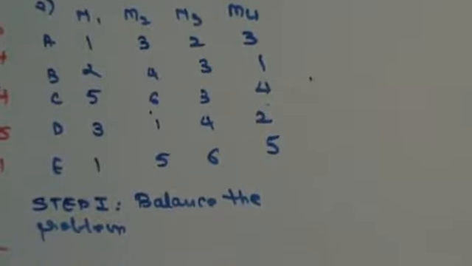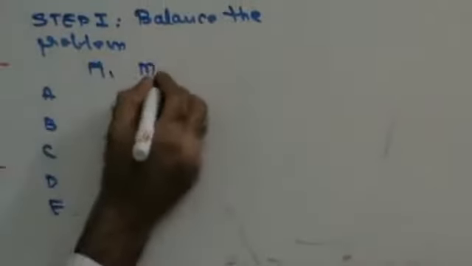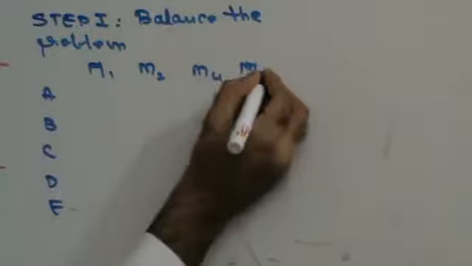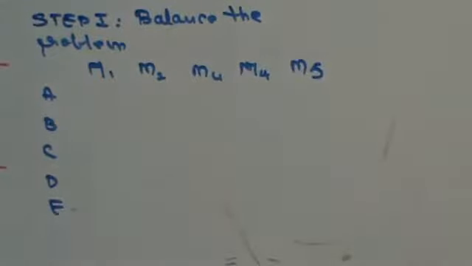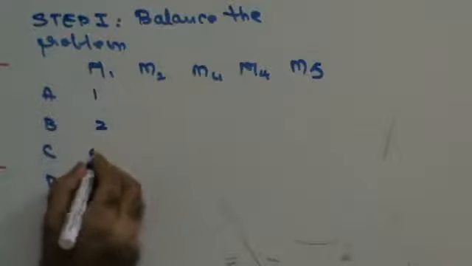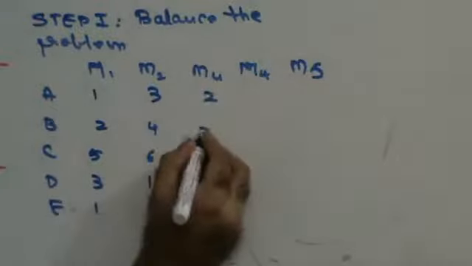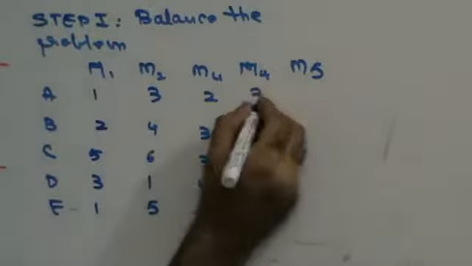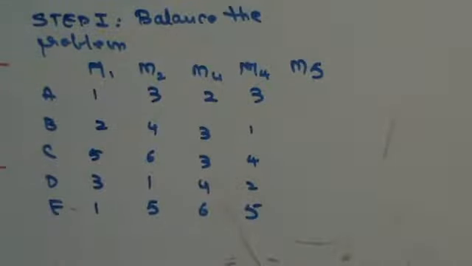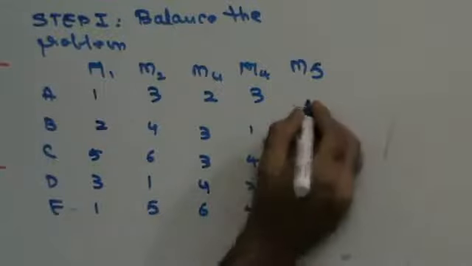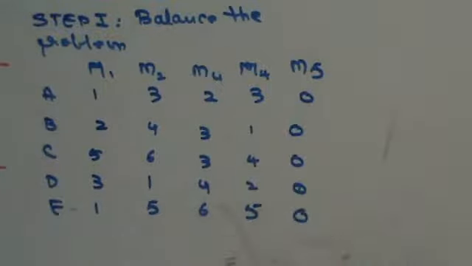How do I do that? I have 5 rows and I have 4 columns. So what I will do is I will add an extra column so that I can balance the problem. I already had 1, 2, 5, 3, 1. I had 3, 4, 6, 1, 5. I have 2, 3, 3, 4, 6. I have 3, 1, 4, 2, 5. Now I have added this extra column. What should I put in this extra column? All the values in this column should be 0. When you balance it, the extra row or the extra column that you put, all the values in that particular row or column will be 0.